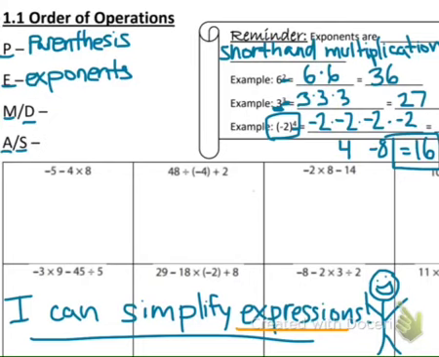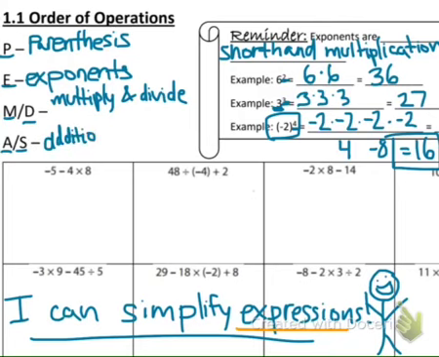Last couple steps, we've got M and D, which are in the same step. So we're going to multiply and divide in the same step. Once you've done parentheses, and once you've done exponents, you're going to move on to multiplication and division, which we see here and here. And then the last step is addition and subtraction.